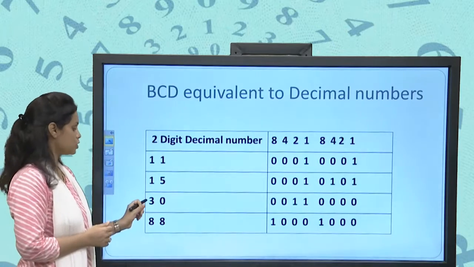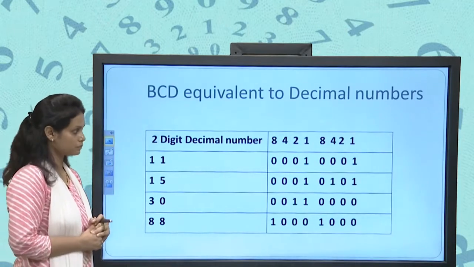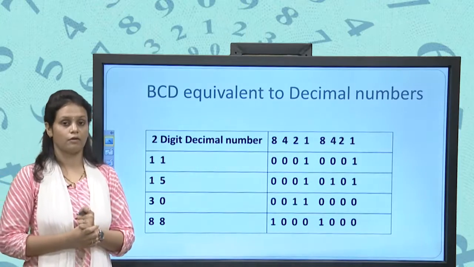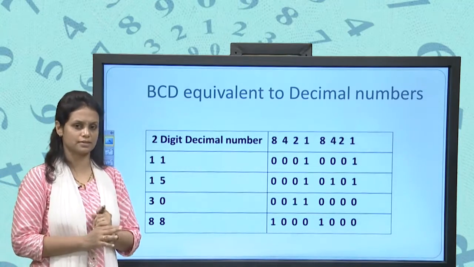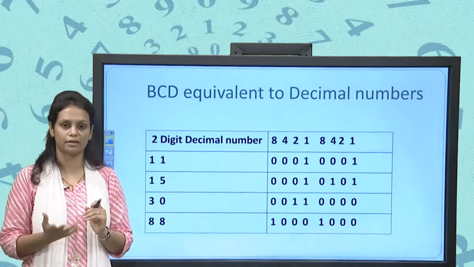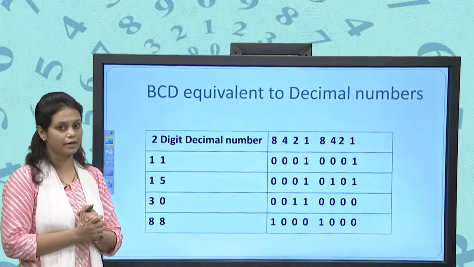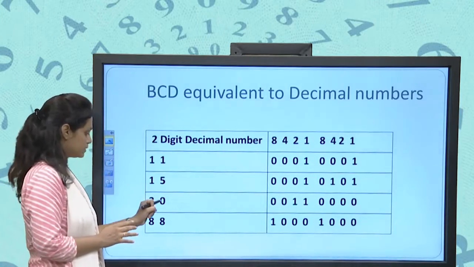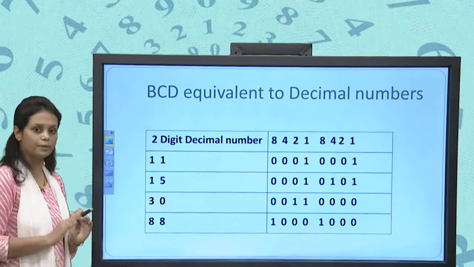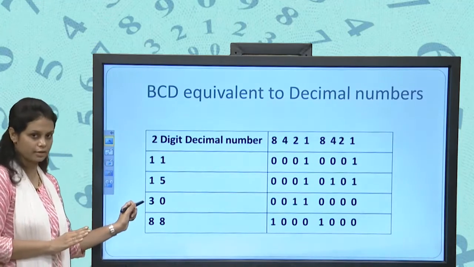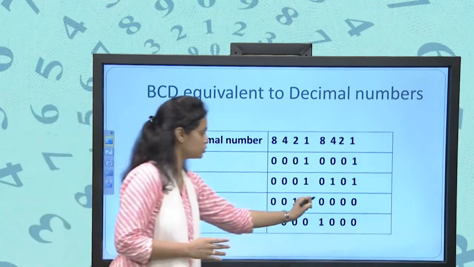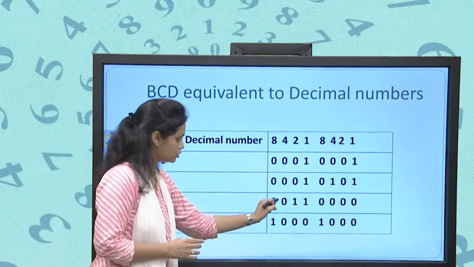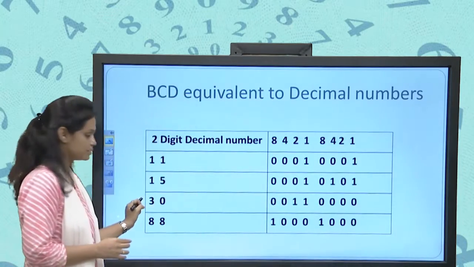Fine. Suppose we want to represent 30. Now I think you are all clear with the binary system, so we will just see the example of how to convert this to binary coded decimal. Okay. We have to use a 4-bit representation to display this 3 and a 4-bit representation to display this 0. Fine. So we will use 0011 to display this 3, and we will use 0000 to display this 0.